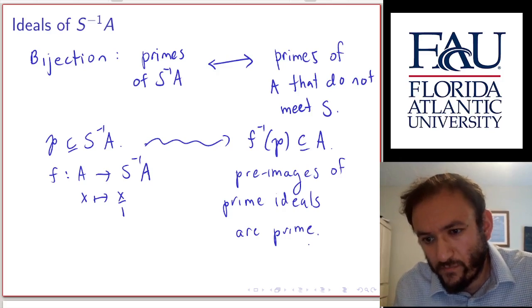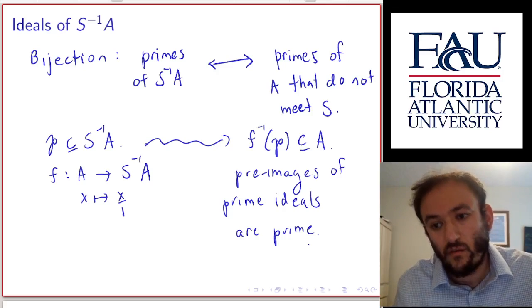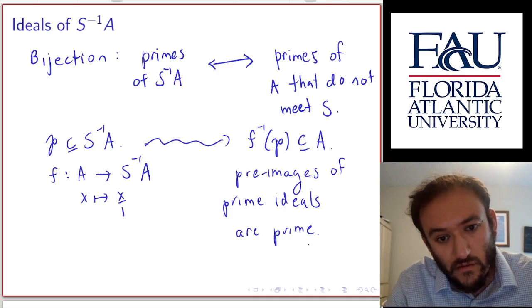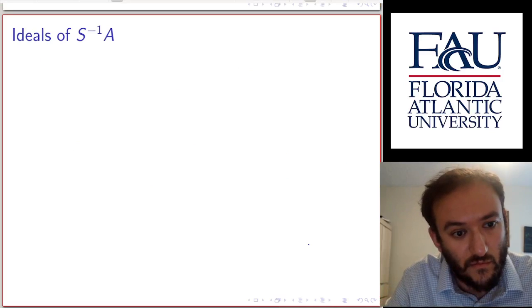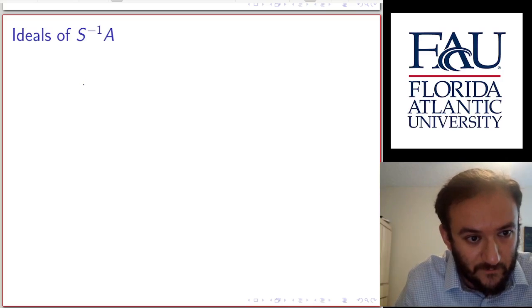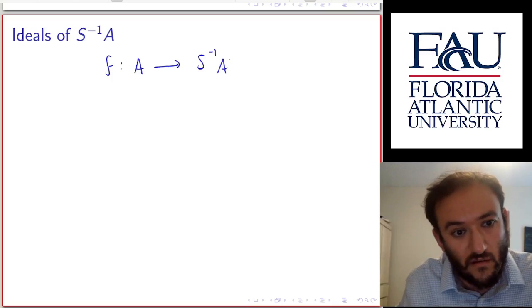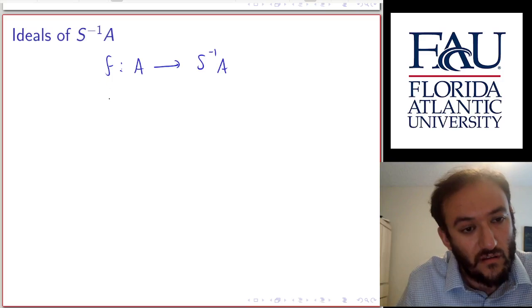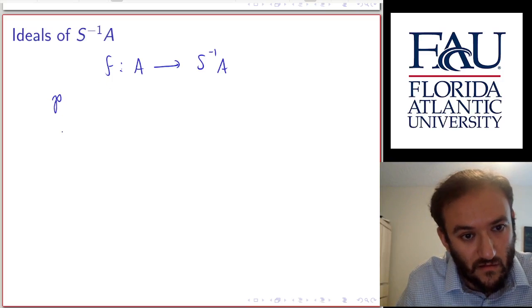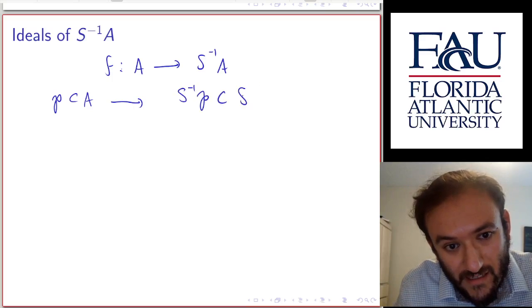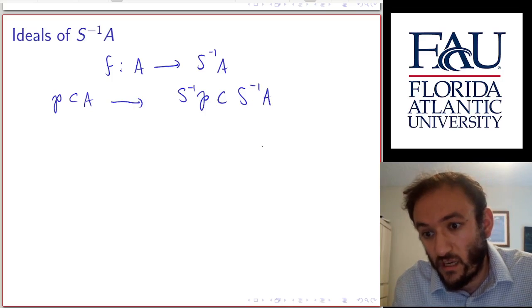How about going the other way? So while preimages of primes are prime, the images of prime ideals are not necessarily prime. So let's consider what happens. We're going to claim that under the same map which sends A to S inverse A, a prime P in A will map to S inverse P in S inverse A, which will be prime.